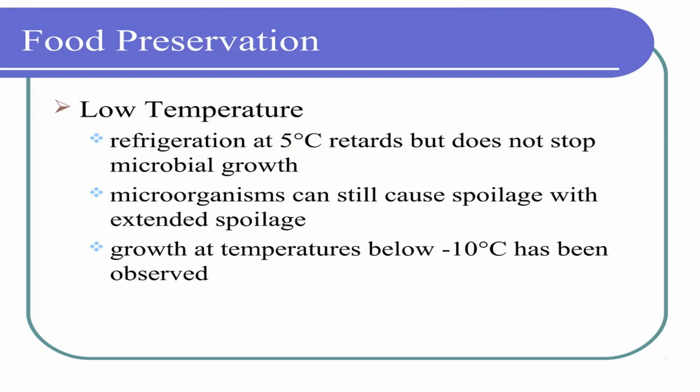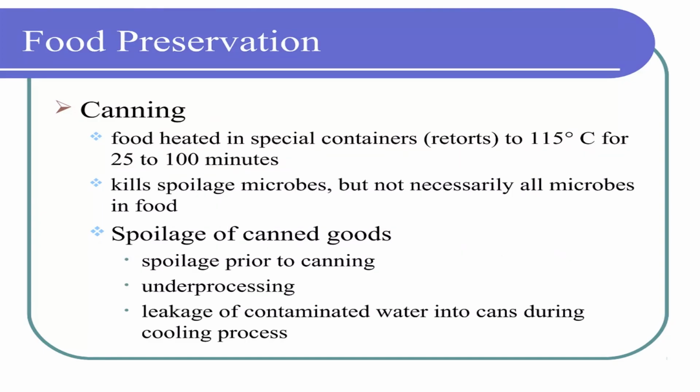The next topic is food preservation. Low temperature. Refrigeration at 5 degrees Celsius retards but does not stop microbial growth. Microorganisms can still cause spoilage with extended storage. Growth at temperatures below -10 degrees Celsius has also been observed.